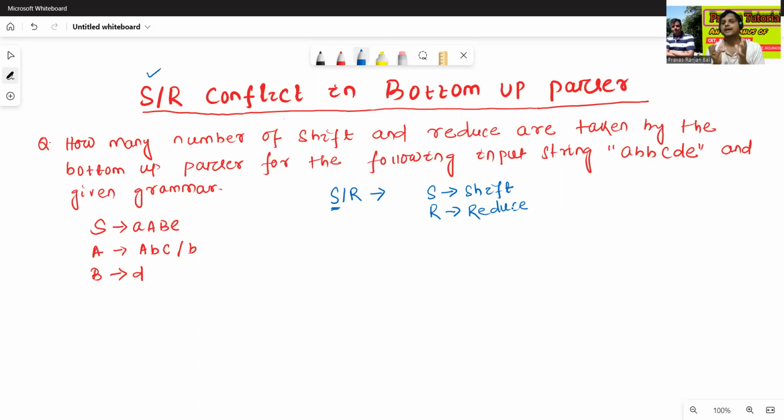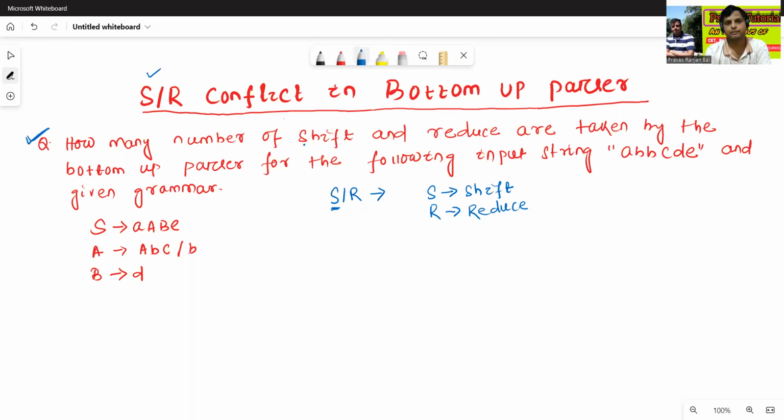At a time, both actions are possible. Actually, at a time, either a shift action or a reduce action is possible. But in this situation, both actions are possible at the same time: shift action is possible as well as reduce action. So what is the meaning of SR conflict? We'll try to understand with the help of this example.